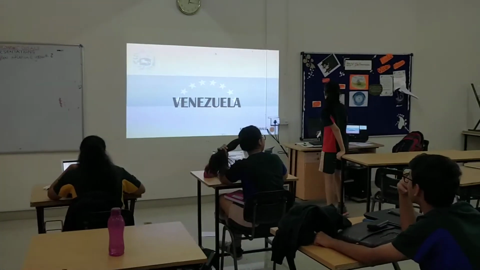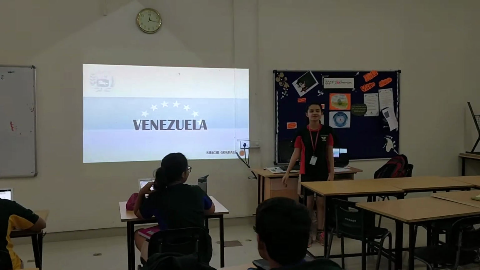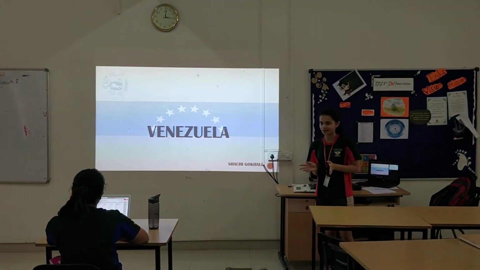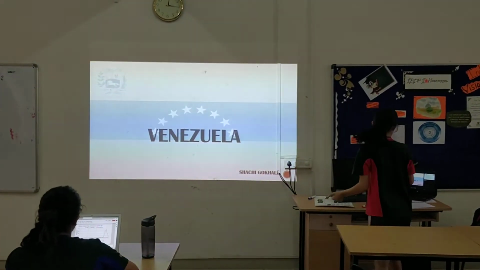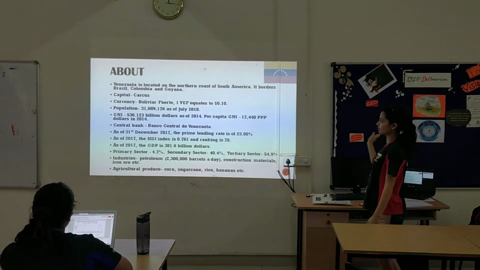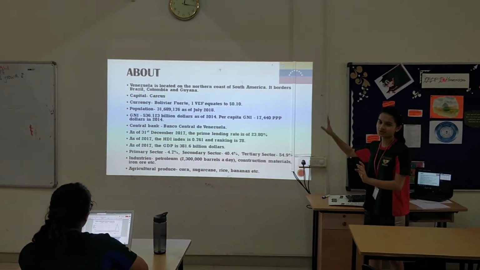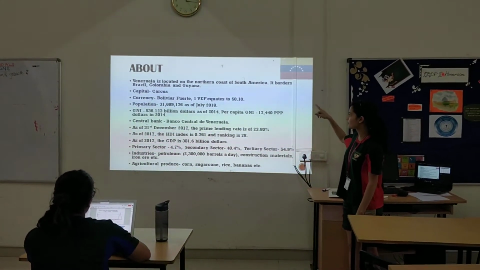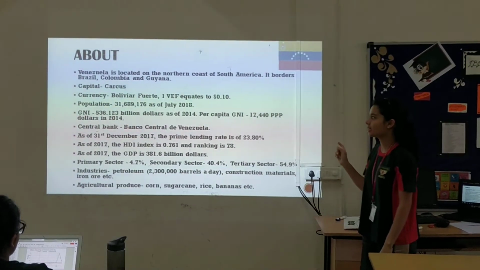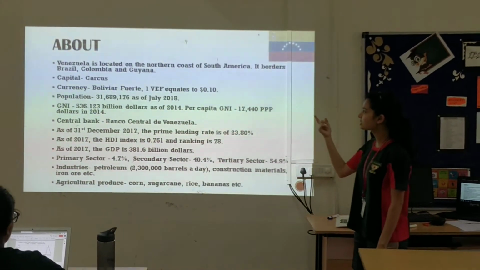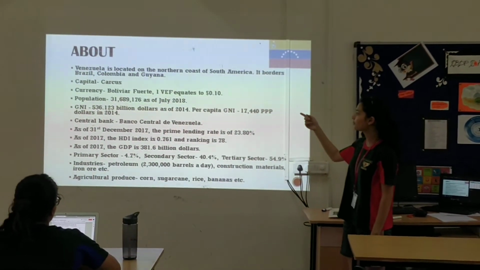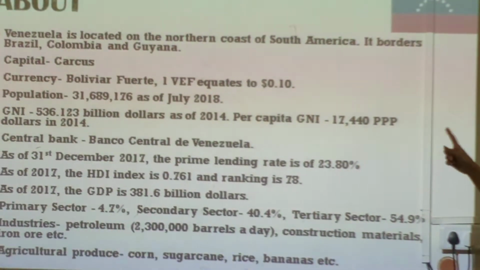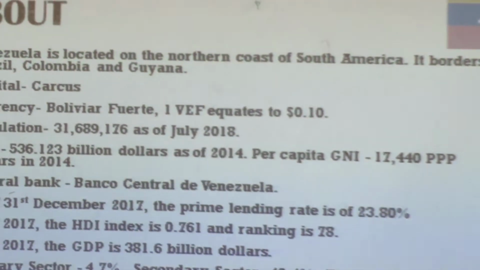So my country is Venezuela. As all of you know, the country is under immense economic turmoil right now. Let's see how it reached there. So, a little about the country. You can just read the important parts. It is located on the northern coast of South America, bordering Brazil, Colombia, and Guyana. Its capital is Caracas. Its currency is the Bolivar. Even though the country is in hyperinflation, one Bolivar equates to 0.10 US dollars.